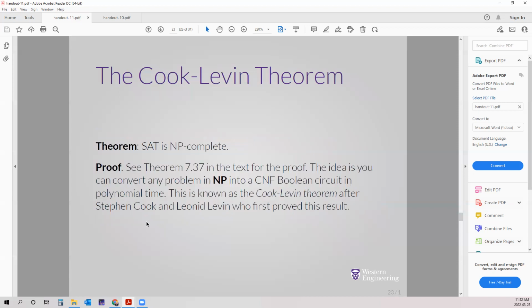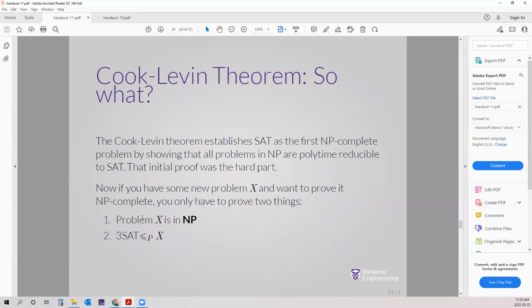Cook-Levin said SAT is an NP-complete problem. For the proof, it's theorem 7.37 in the textbook. The idea is you convert any problem in NP into a CNF Boolean circuit in polynomial time. This is known as the Cook-Levin theorem after Stephen Cook and Leonid Levin, who first proved this result. Those were the first two who proved it.